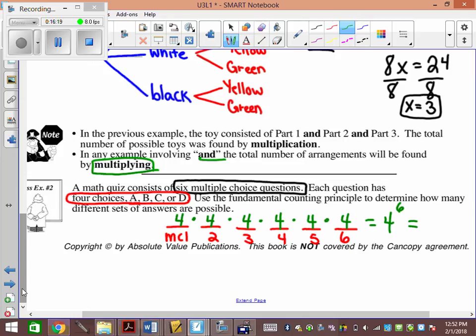No, 4 to the 6 is 4 times 4 times 4. Thank you. So just a 6 question multiple choice test with answers A, B, C, and D has 4,096 different answer keys. So you getting the correct answer key is 1 out of 4,096.